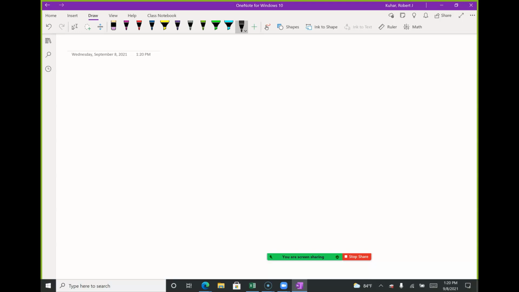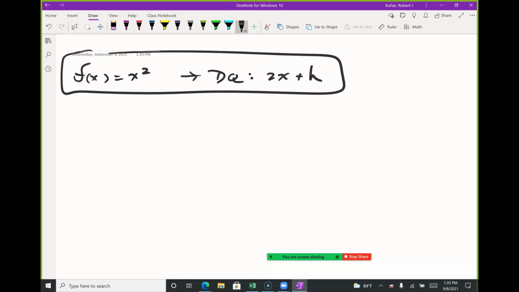Let's find the difference quotient. Let's do a tough one. I did an easy one on the other video if you want to just watch that. So if f of x equals x squared, the DQ turns out to be 2x plus h. Okay, so you could try that one on your own. Let's do a tougher one. Let's say f of x equals x minus x squared, and let's find the DQ, the difference quotient.